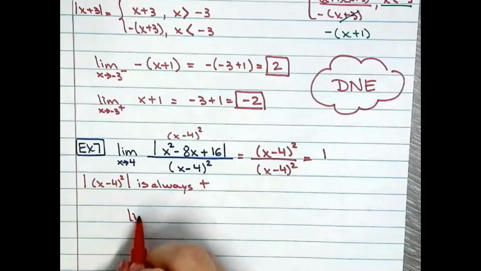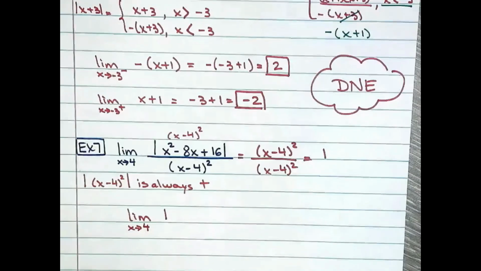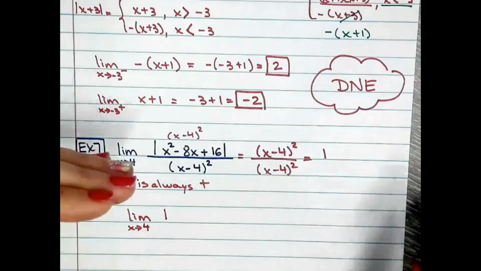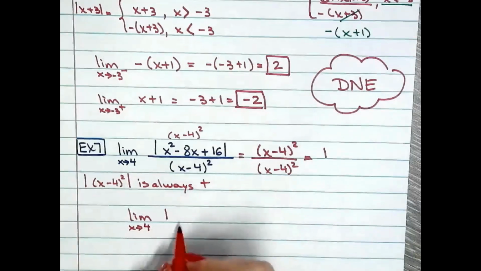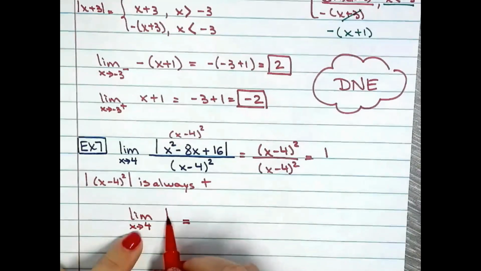And then you're simply just finding the limit as x approaches 4 of 1. It doesn't matter from the left or from the right, they're going to be the same. So therefore, the limit of a constant is the constant.